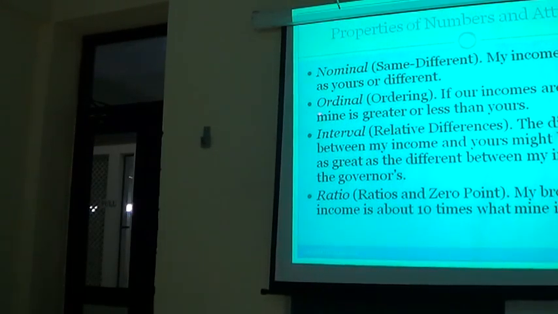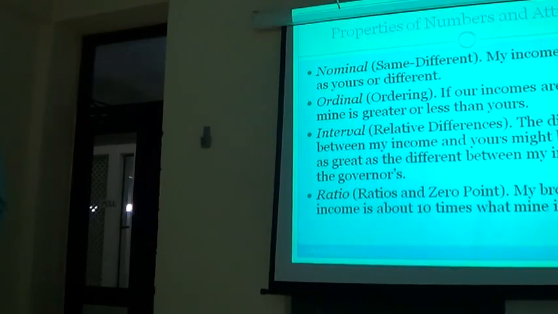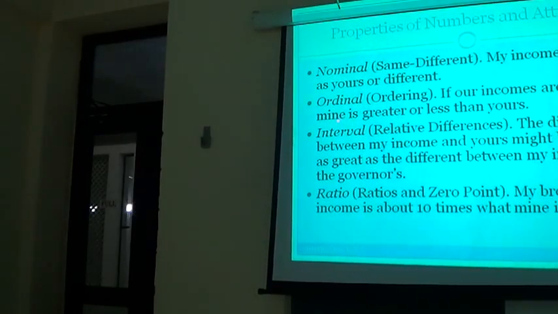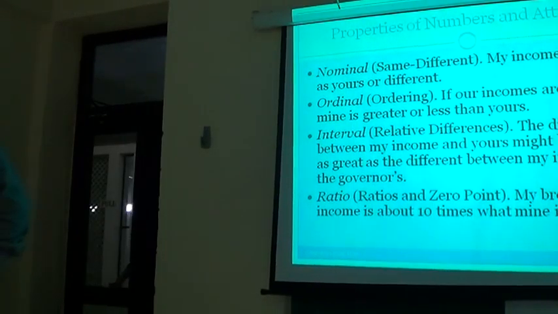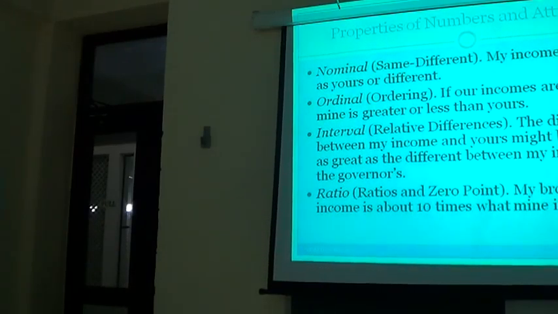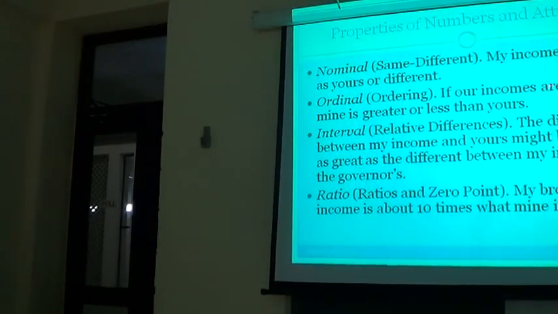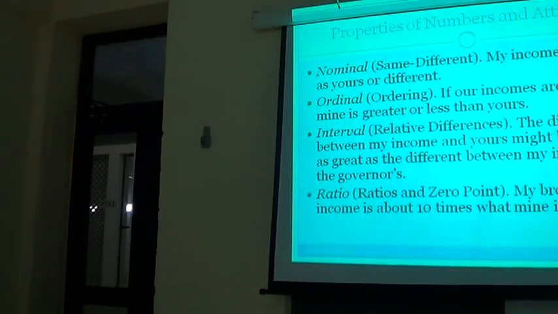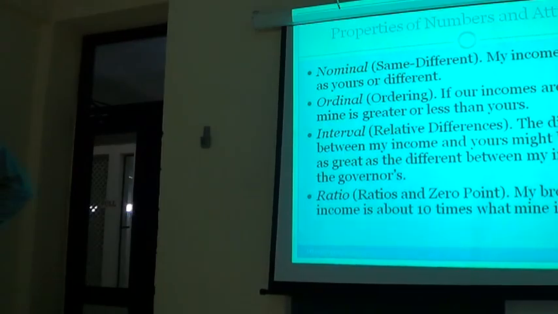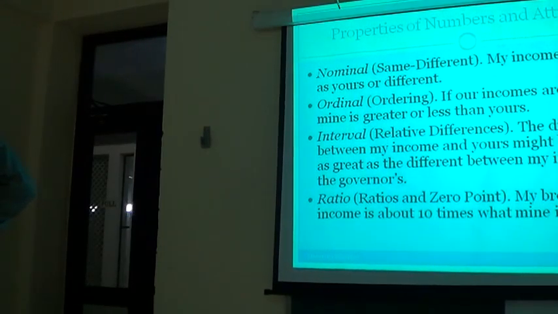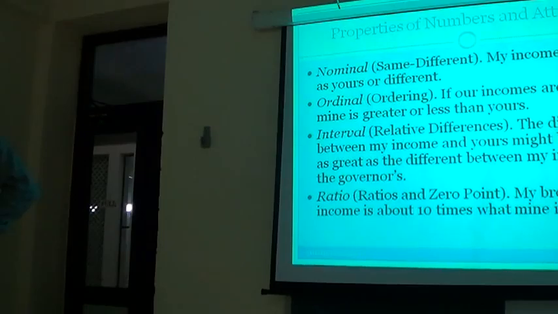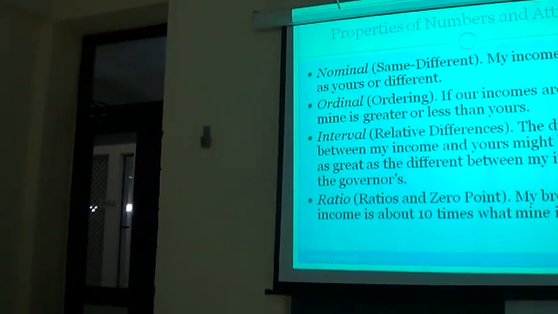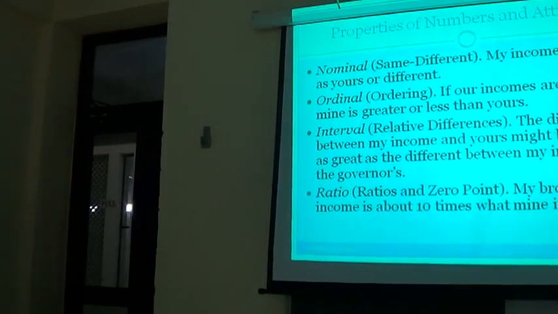Okay? In the case of ordinal, you know the word meaning, ordinal, order, right? So ordering matters. If our incomes are different, mine is greater or less than yours. So the order matters there, right? That means if our incomes are different, same or different is also known there. So all ordinal measurements are nominal also. So these are hierarchy. If a certain measurement achieves ratio level, that means it also achieves interval, it also achieves ordinal, it also achieves nominal.